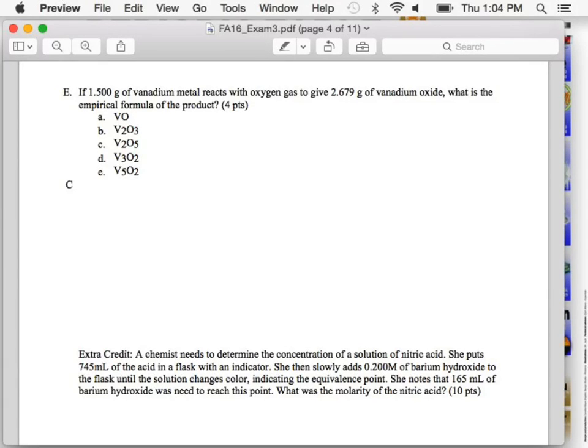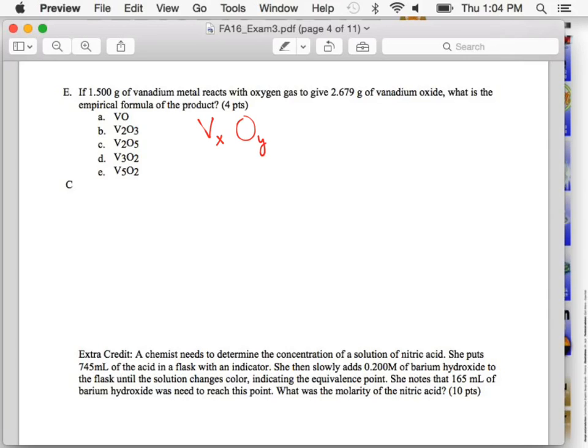1.5 grams of vanadium metal reacts with oxygen gas to give 2.679 grams of vanadium oxide. What is the empirical formula of the product? So our empirical formula will have vanadium and it will have oxygen. There will be some mole amount of vanadium, there will be some mole amount of oxygen. The trick is to figure out what those mole values are.